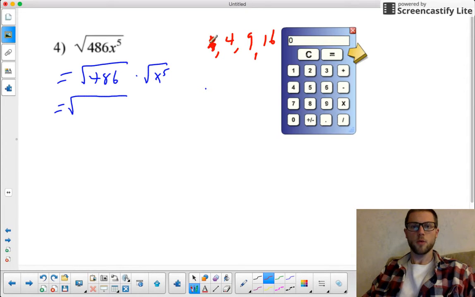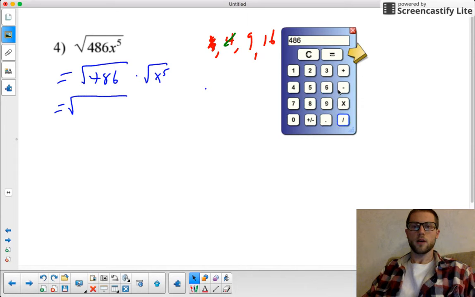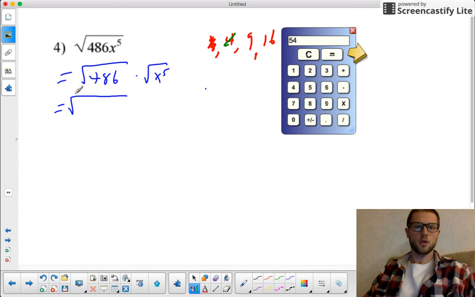Obviously, everything's divisible by 1, so that's not very helpful. But let's go through those three. I take 486 and divide it by 4, and that one doesn't work, so let's cross this guy off. Next, 486 divided by 9, and that one works, so let's go with that one. That means 9 times 54 is 486. So I can split up the square root of 486 into the square root of 9 times 54.